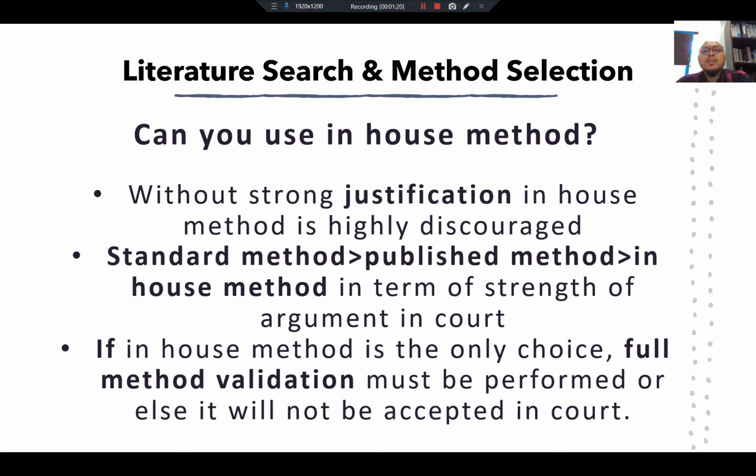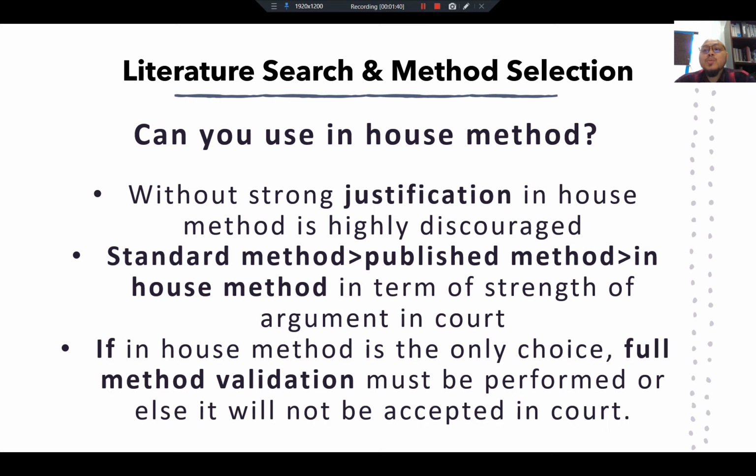Let's say, for example, you find a new kind of accelerant, for example purple phosphorus. Maybe it's not present yet. Maybe we have the purple phosphorus, so there is no standard method available for that particular compound or analyte.